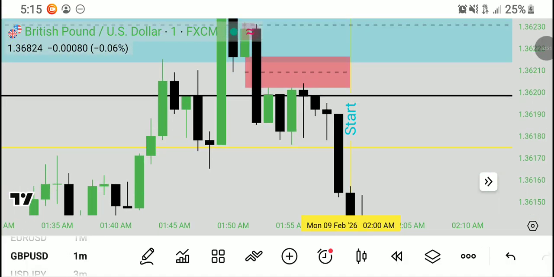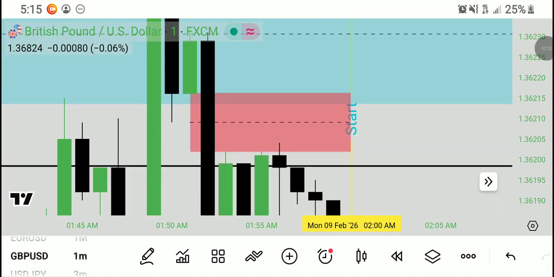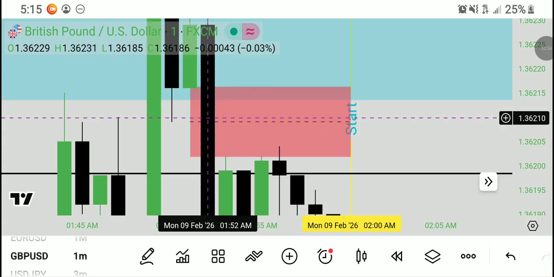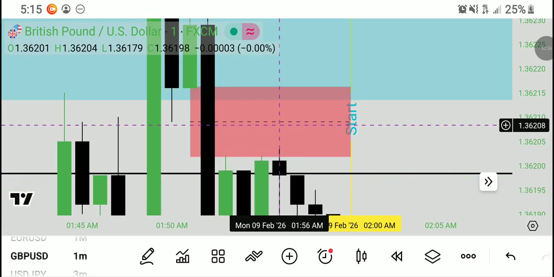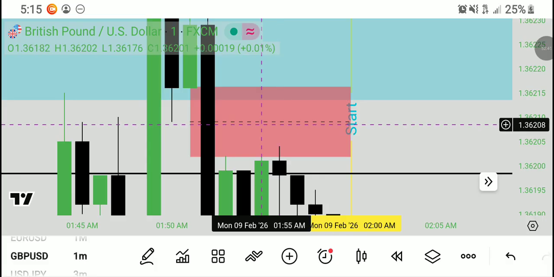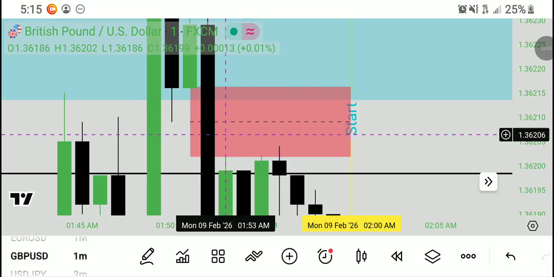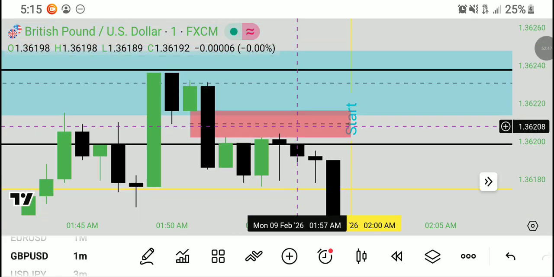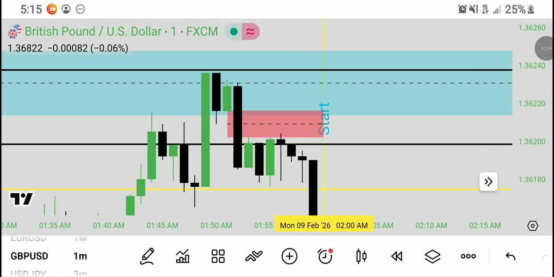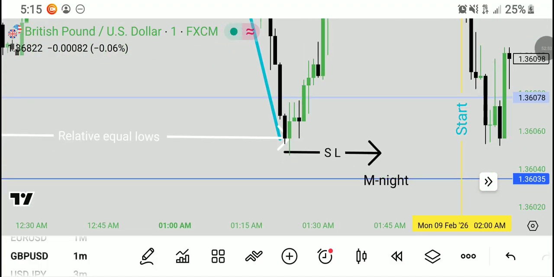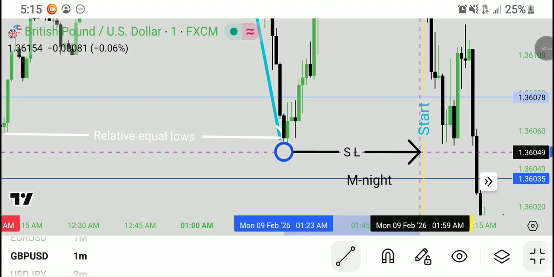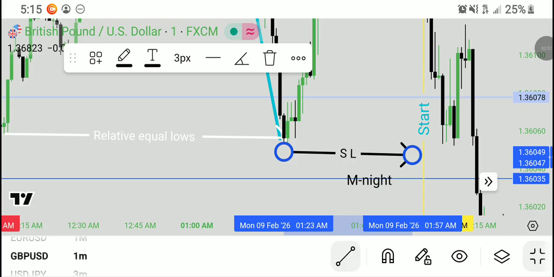You can see the gap I'm talking about. You should study today carefully if the candle is coming back there. If the market is coming back there, it should be 50%, which is the middle of this gap. You can see how the market forms relative equal low, which is the sell side liquidity I'm talking about.